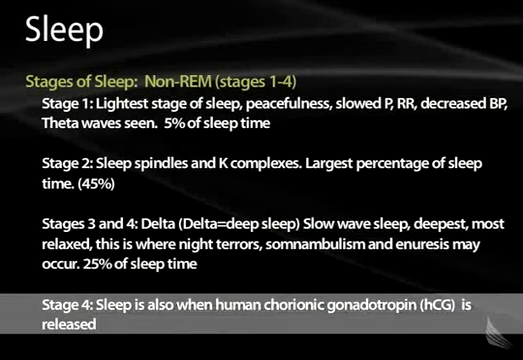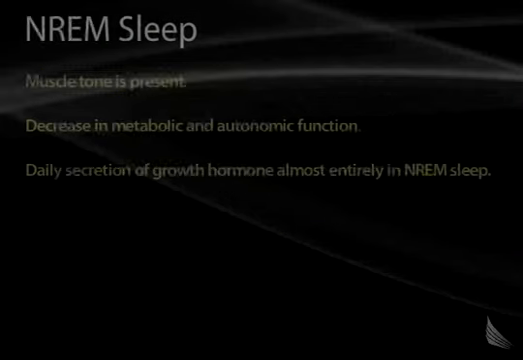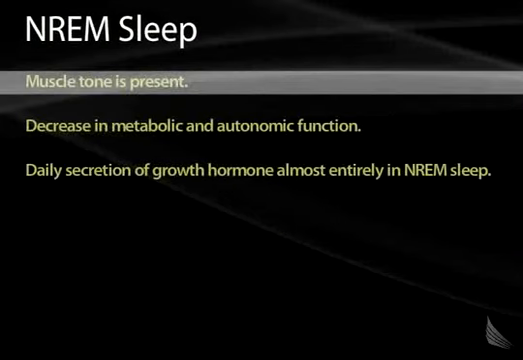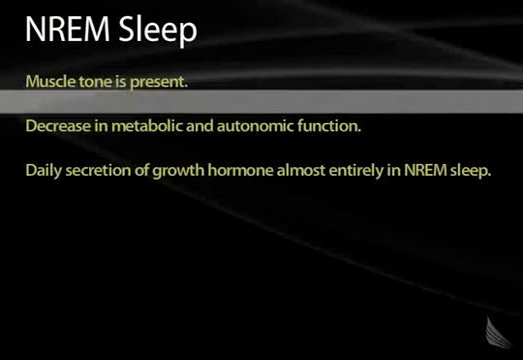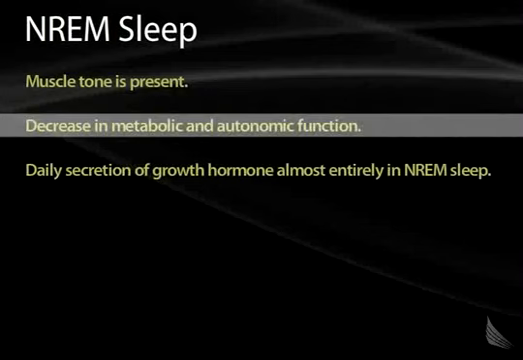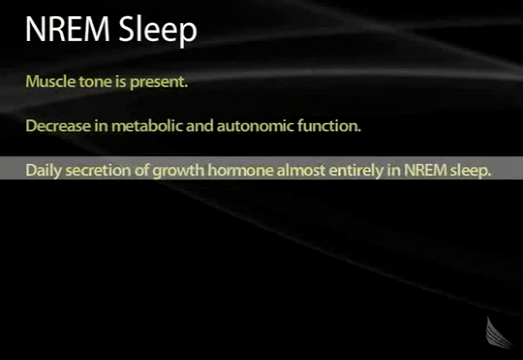Now, stage 4 is where the human chorionic gonadotropin, or the HCG, is also released. In non-REM sleep, your mind is asleep, but your body is awake. Also, your autonomic functions are decreased, and your growth hormone is also secreted in your non-REM sleep. So how will you remember your non-REM sleep? Your body is moving, but your mind is asleep.